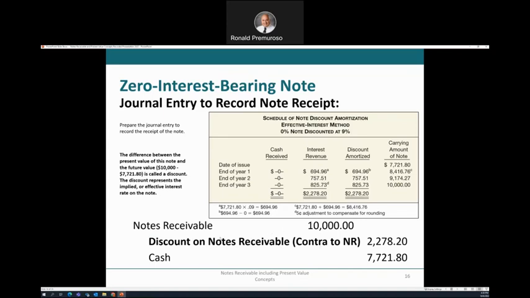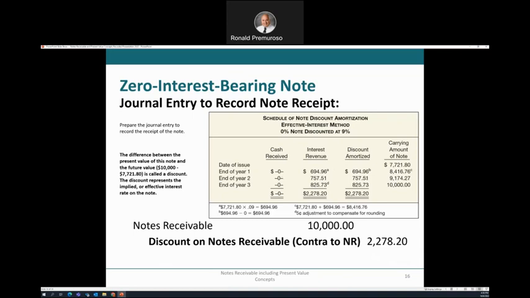So the difference between the present value of the note and its future value, which is $10,000, is called a discount on the notes receivable. In the middle of slide 16, you will then see how we calculate under GAAP the amortization using the effective interest rate method of the discount of the note over the term of the note.